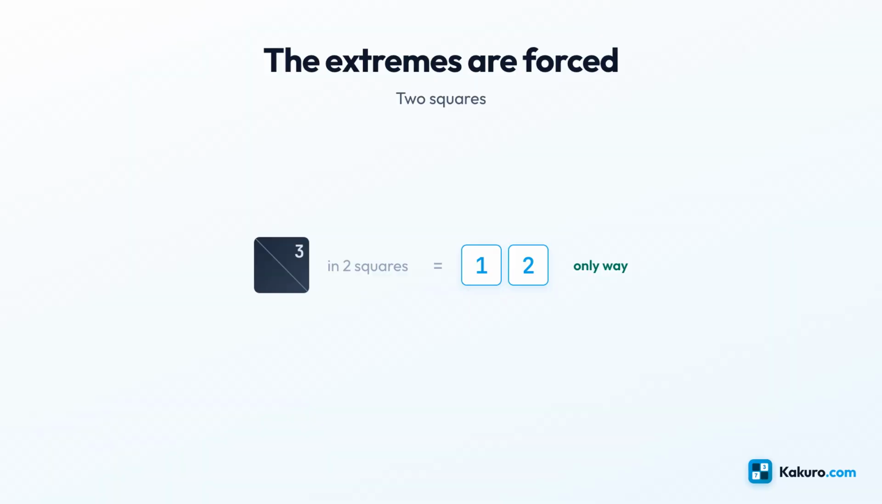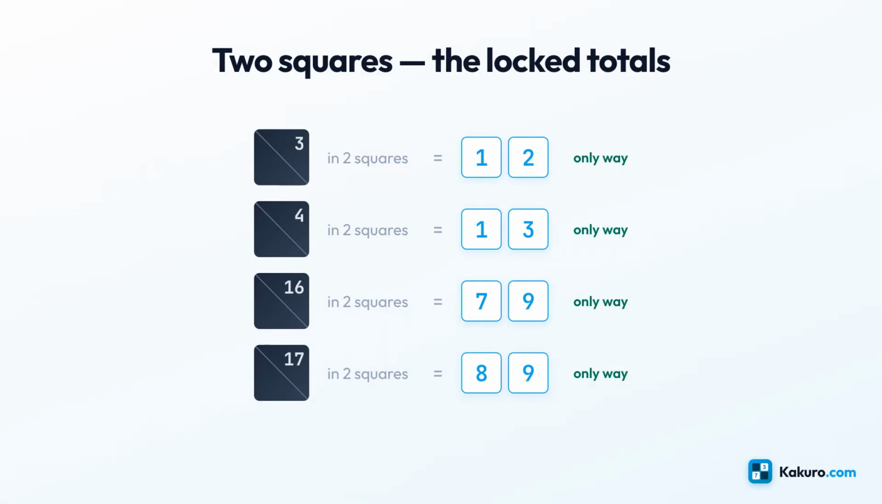Here is the trick that makes that easy. Some totals can only be made one way because they sit right at the extremes. Take two squares. The smallest total you could possibly make is 1 plus 2, which is 3. And the largest total 2 squares can make is 8 plus 9, which is 17. So a 2-square run totaling 3 is always a 1 and a 2. And a 2-square run totaling 17 is always an 8 and a 9. There is no other option.